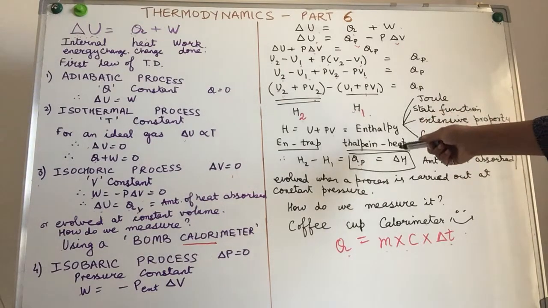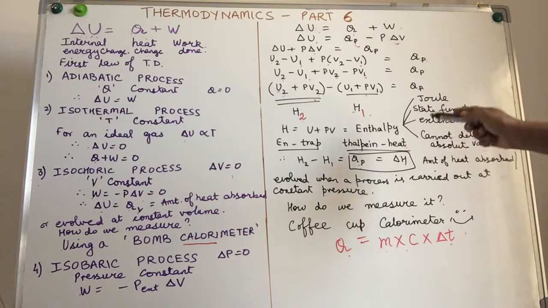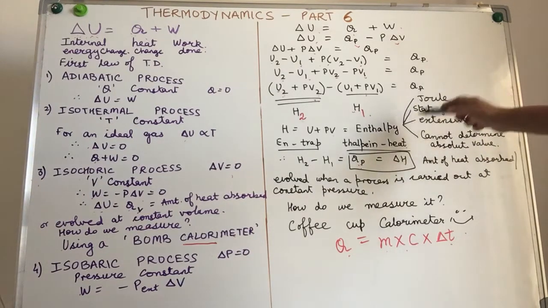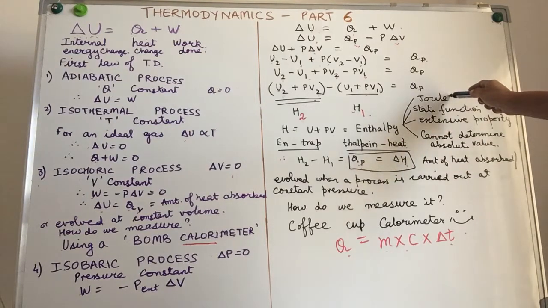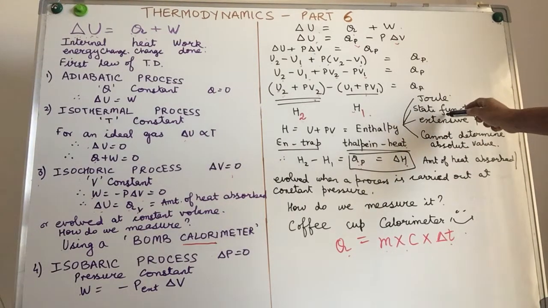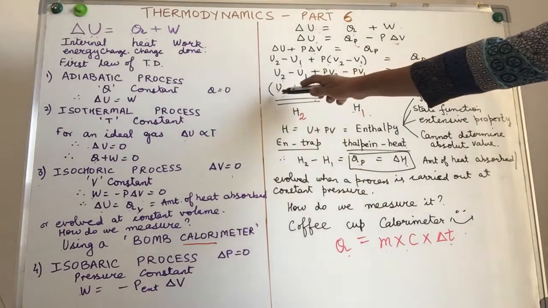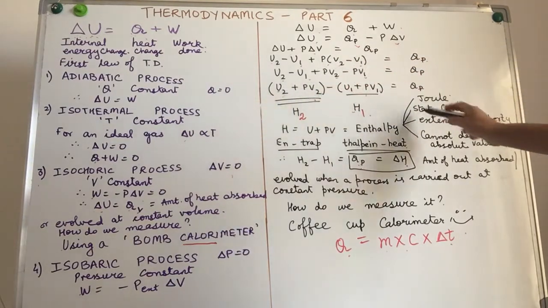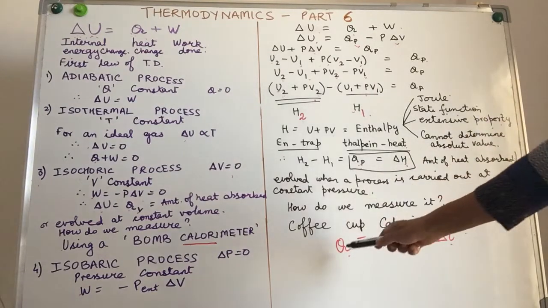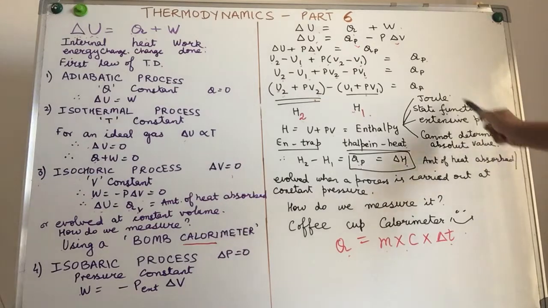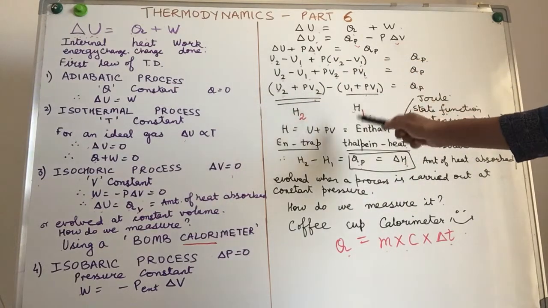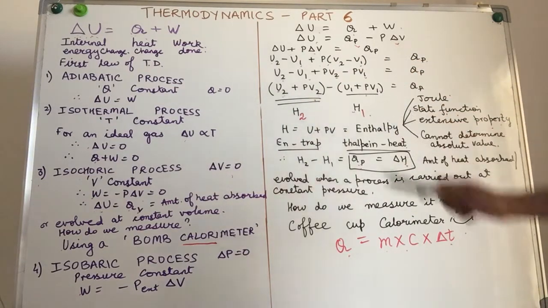Because it's a new thermodynamic quantity, we need to introduce its characteristics. It's a form of heat, enthalpy, so the unit will be joule. It will be a state function because we know that it depends on internal energy. It is an extensive property. We know that heat depends upon the mass of a substance. We cannot determine its absolute value.